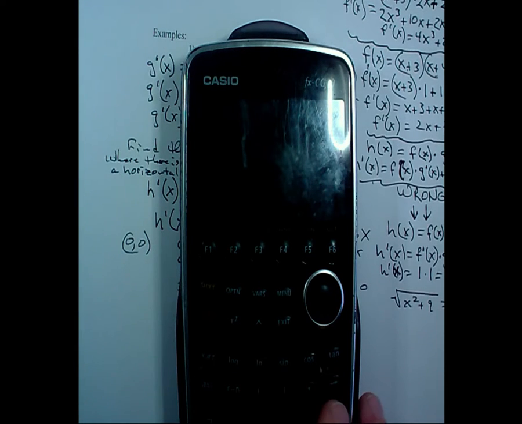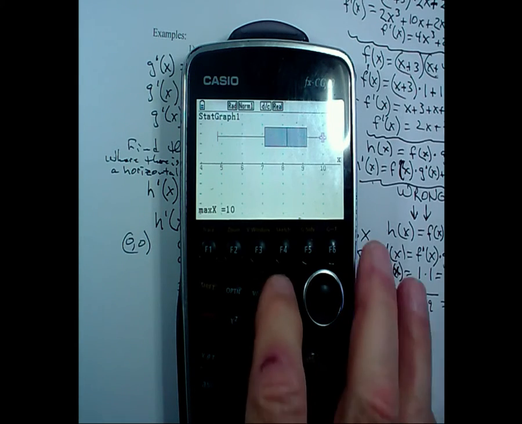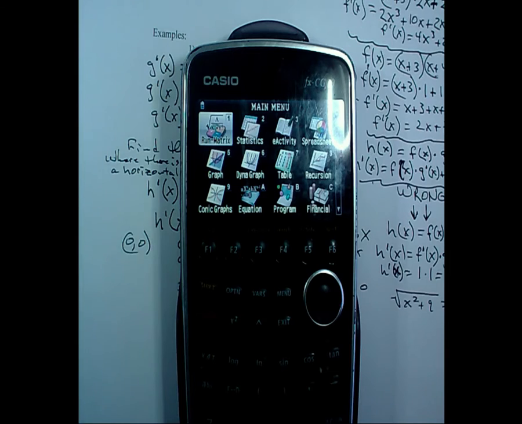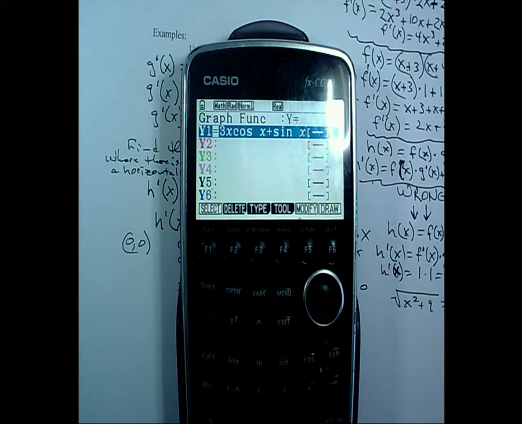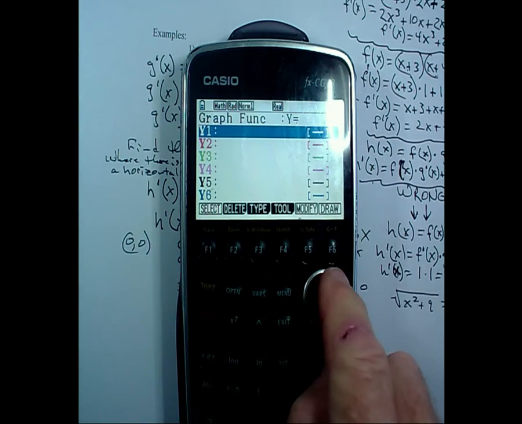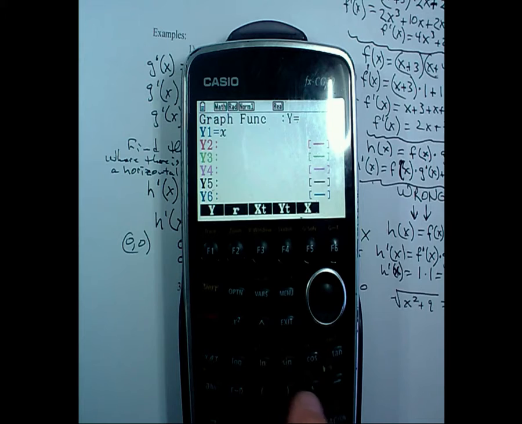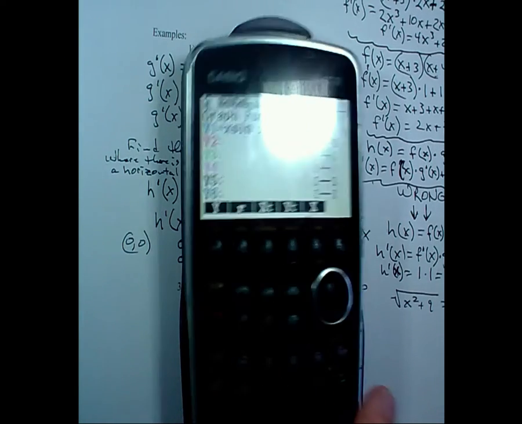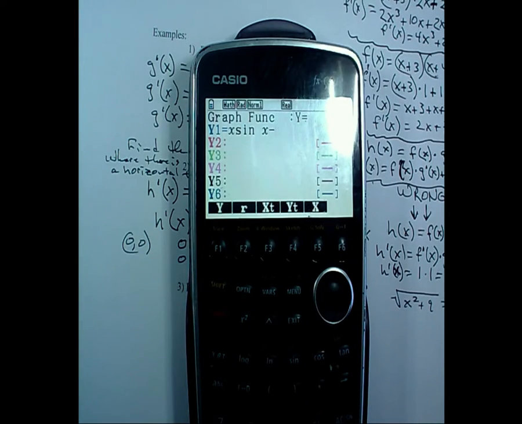Speak to me, machine. Go to menu, come over here, go to y equals. Where's my graph? Hit delete because I put that in there, and I'm going to type in x sine of x minus 2 cosine of x.